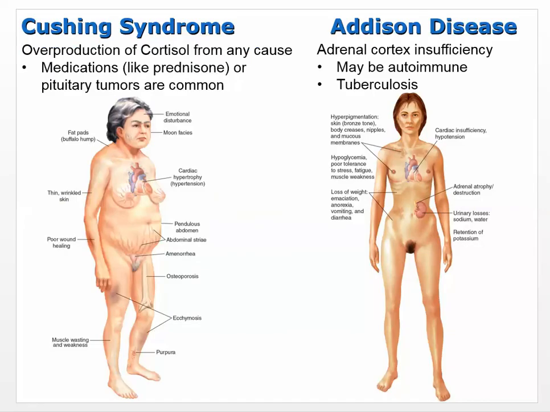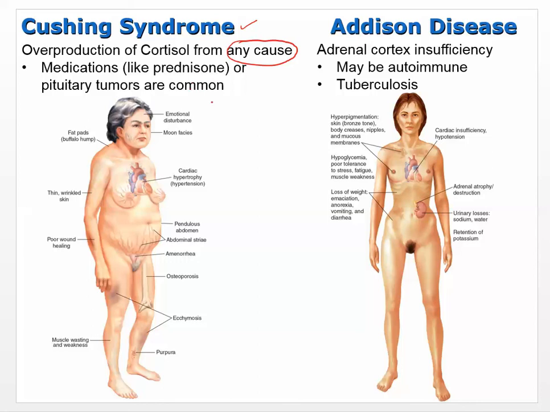Okay, so just like with thyroid, there's overproduction and there's underproduction. Overproduction of cortisol can cause something called Cushing syndrome. Now, remember this as a syndrome, and the fact that it can be any cause, because we see a lot of Cushing syndrome with people who are on long-term steroid treatments. The steroids, glucocorticoids themselves, when they're given, can cause the same type of reaction.